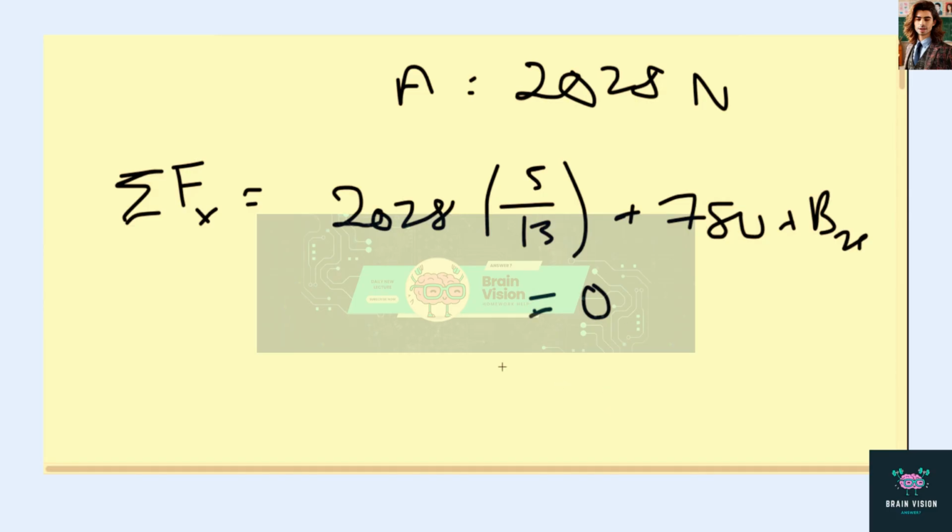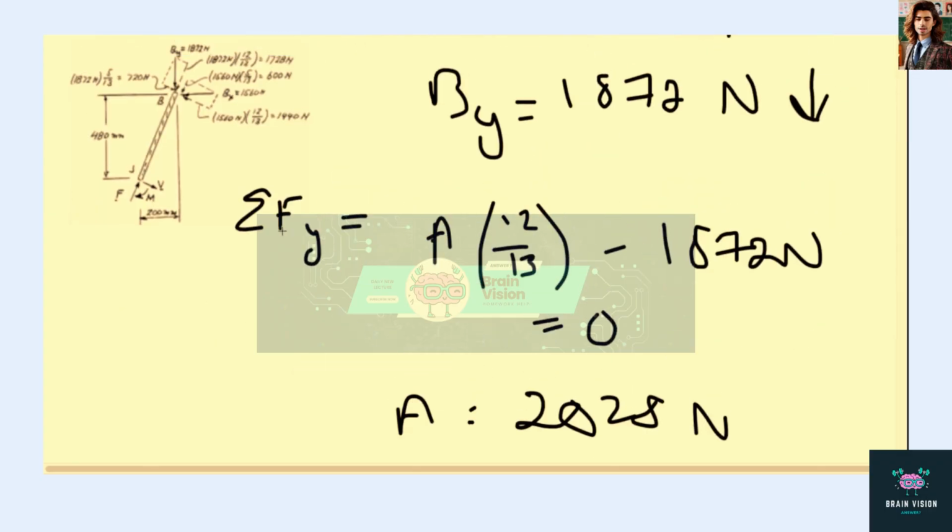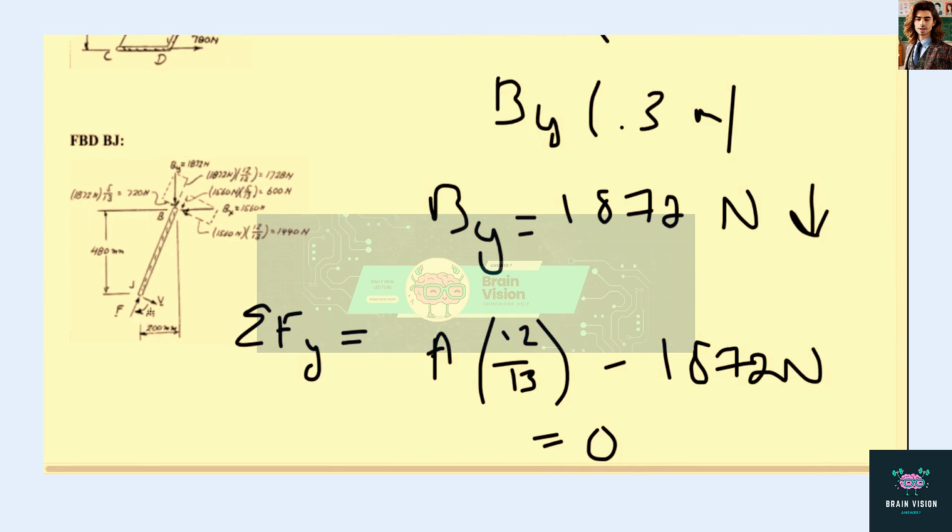So then I can solve for Bx, that's the only unknown, and you should get that Bx equals negative 1,560 newtons, or 1,560 newtons to the left. If we go back up and look at this free body diagram, we have the force at the bottom, this reaction B, and then the moment reaction. We know that Bx is 1,560 newtons, By is 1872 newtons.